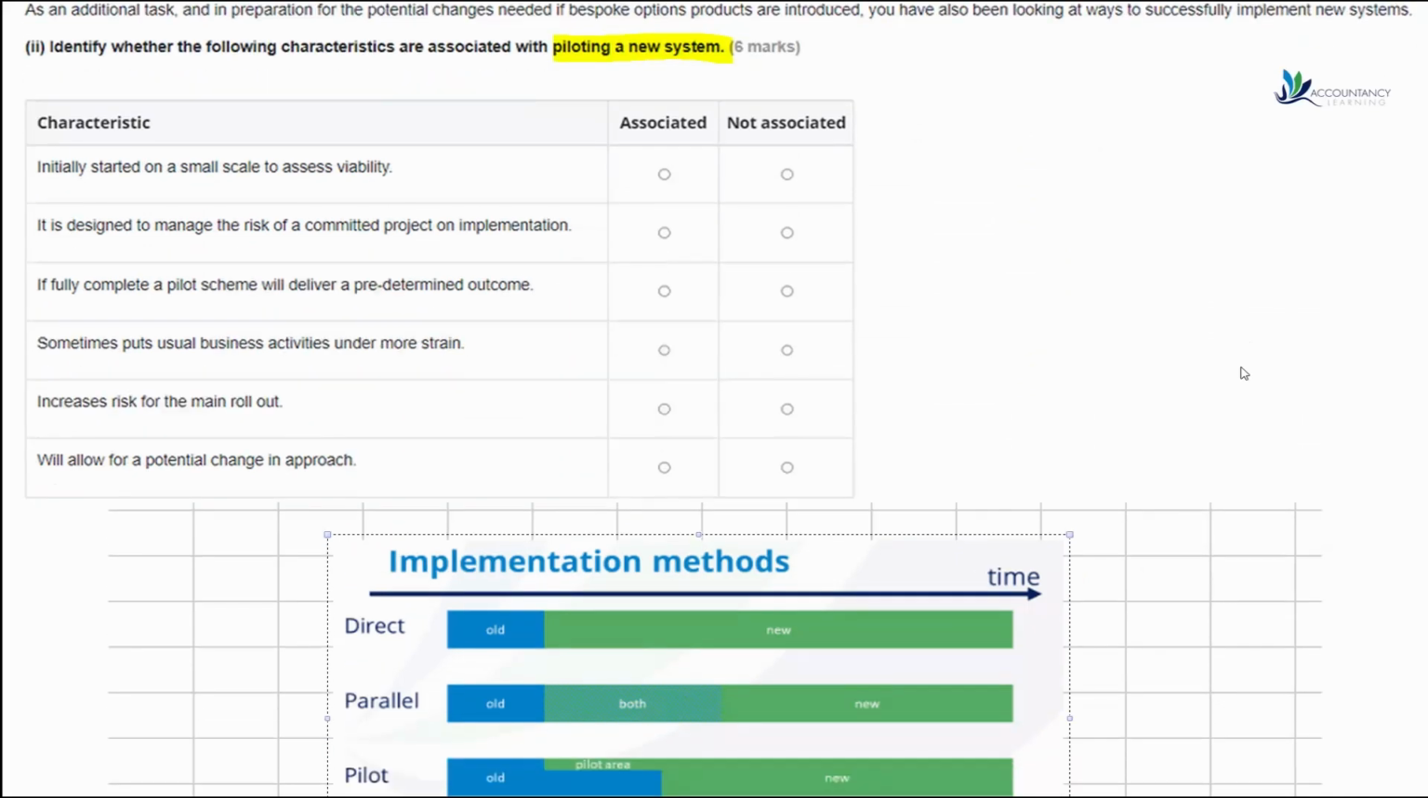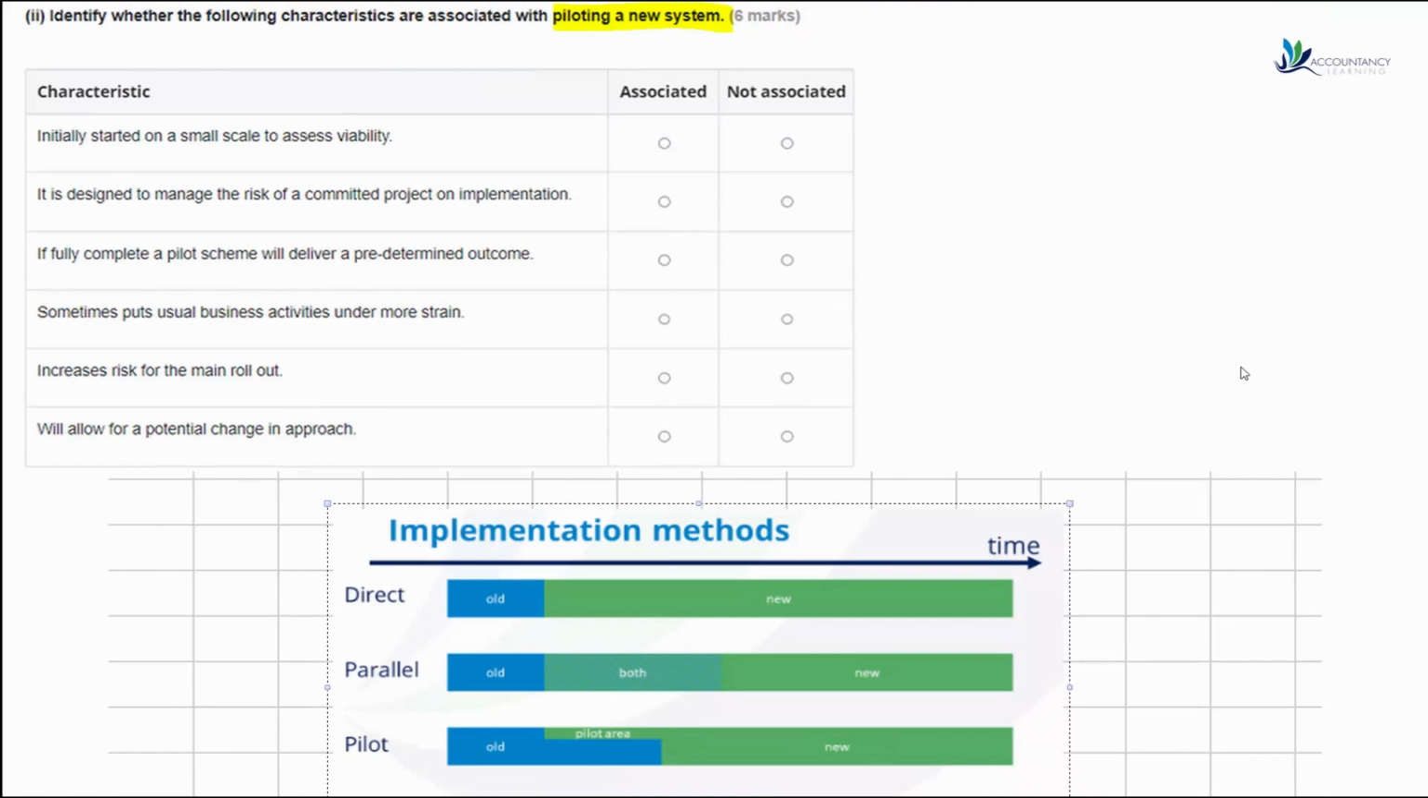So in this particular case, what we need to do is decide whether or not these characteristics are associated with the pilot system. The first statement we have is: initially started on a small scale to assess the viability. Yes, we can see that that's what's happening. We start off on a small scale in the pilot area, and if we're happy with that, we implement it with everything else. So yes, that is associated with the pilot system.